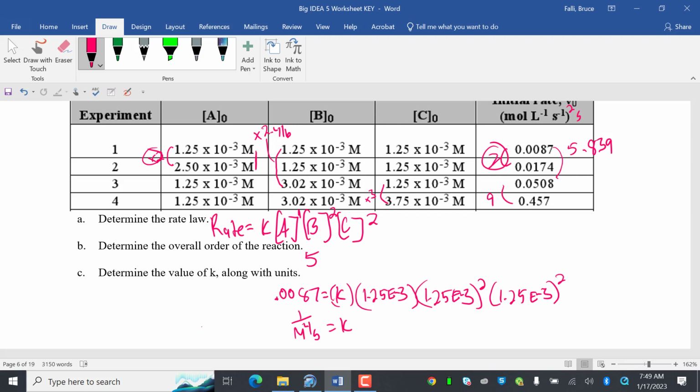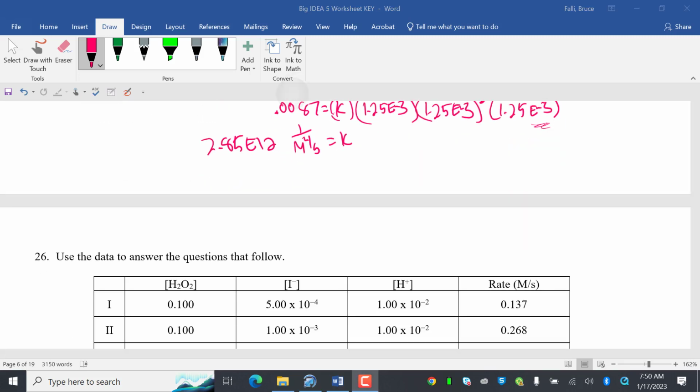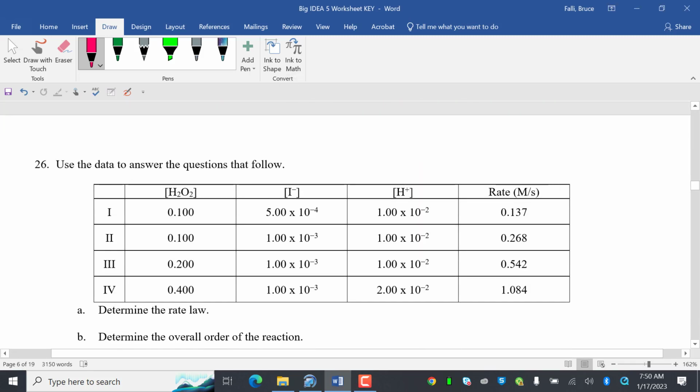And I get 2.85 E12. That seems huge, but notice I'm dividing by something that's got an awful lot of E negative something. So that should be huge. So I'm good with that. And that'll do it. All right, so 26.